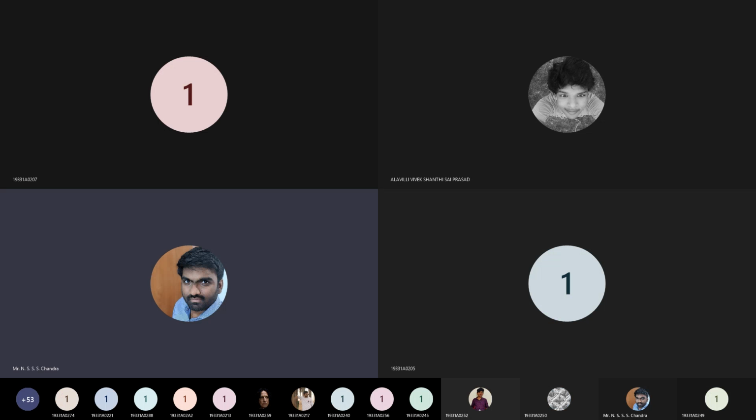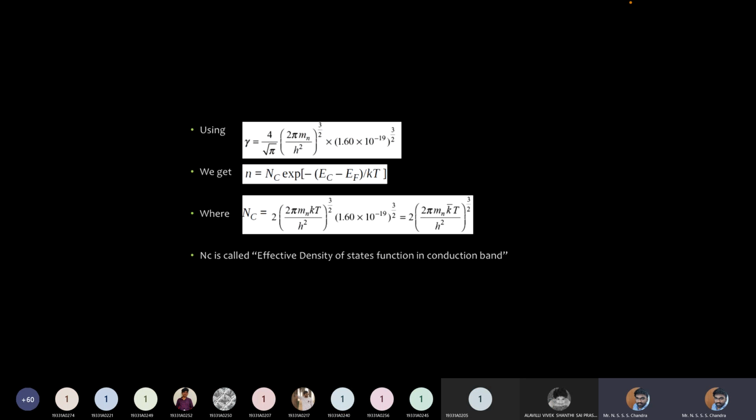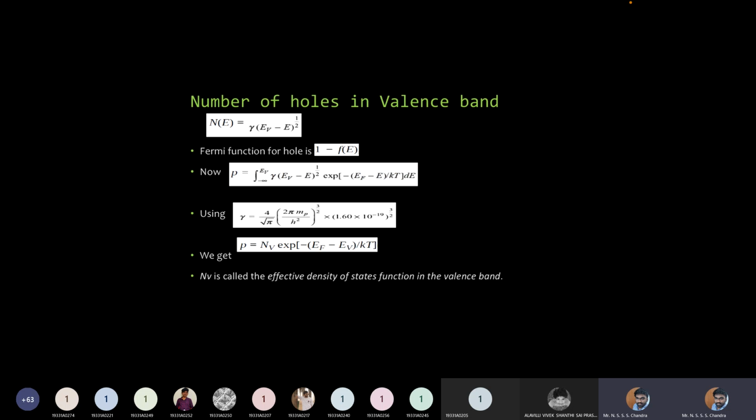Derive expressions for the number of electrons available. What is the formula you have? We have seen n is equal to Nc into exponential of minus (Ec minus Ef) by kT. Similarly, for holes, we have p equal to Nv into exponential of (Ef minus Ev) by kT.